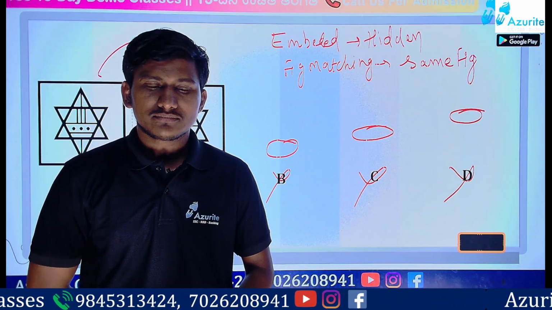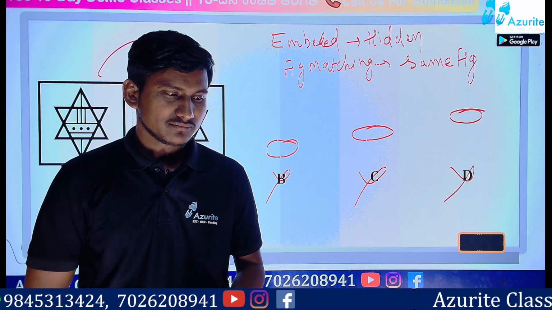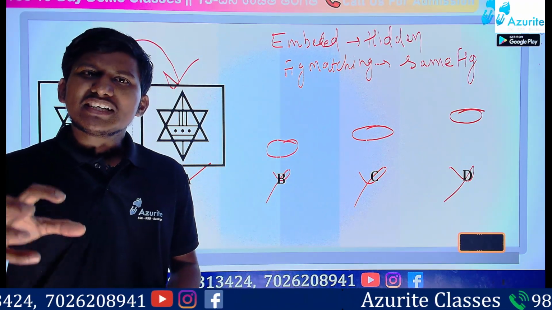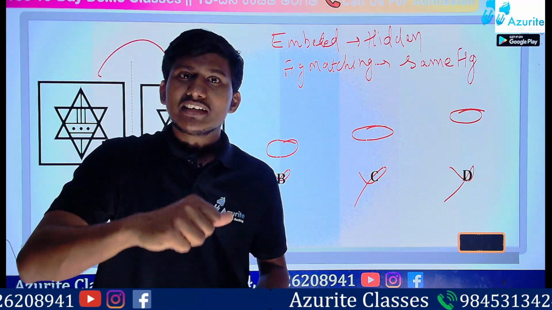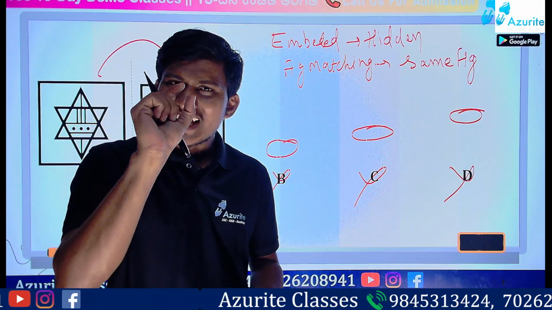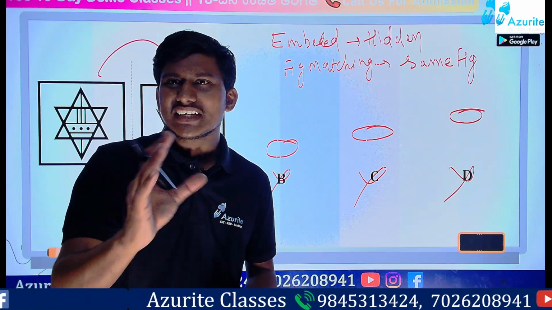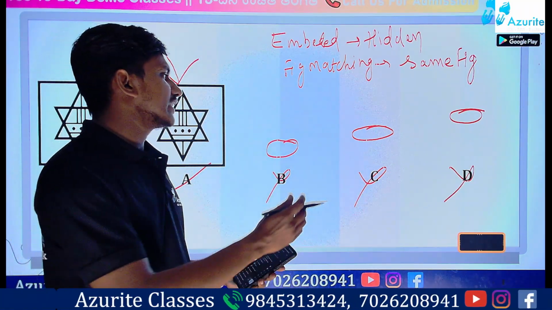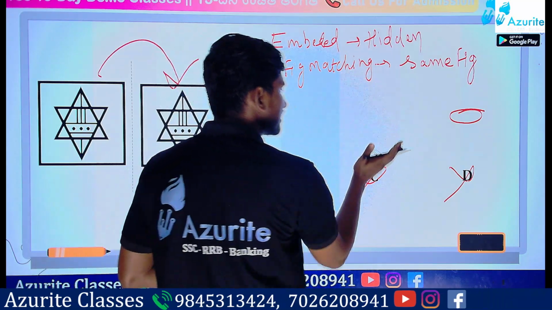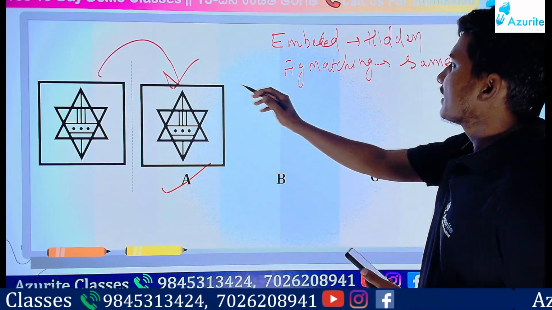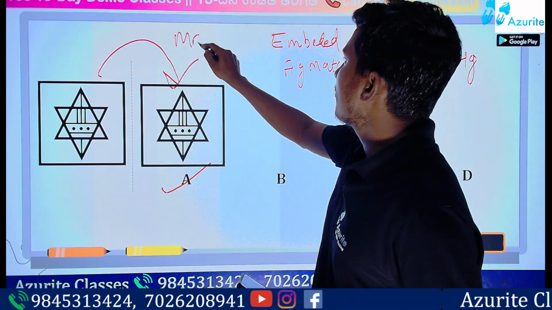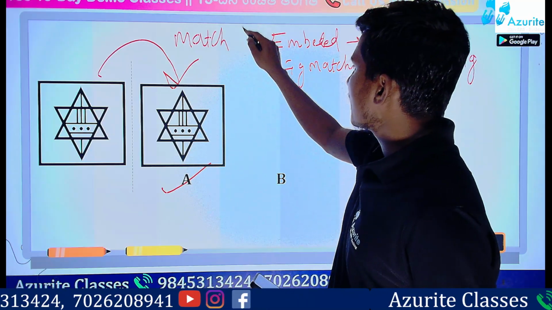What is your doubt? What is the difference between embedded figure and figure matching? Embedded figure means it is hidden somewhere. Figure matching means exactly the same. It should not be hidden like this, right? So this is figure matching. So here this is the matching figure. Okay, same figure.